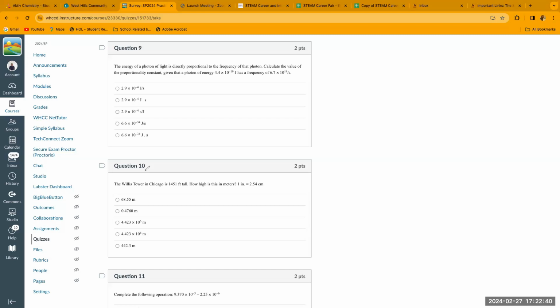Okay, so the idea is that we're going to calculate the constant. Now read what it tells us, this first part here. It says the energy of a photon of light is directly proportional to the frequency of light. So what does that mean? What does directly proportional mean? As one of them goes up, what is the other one going to do, if it's directly proportional?